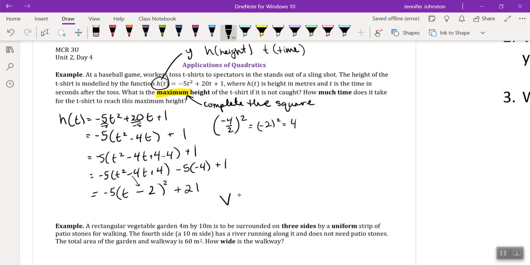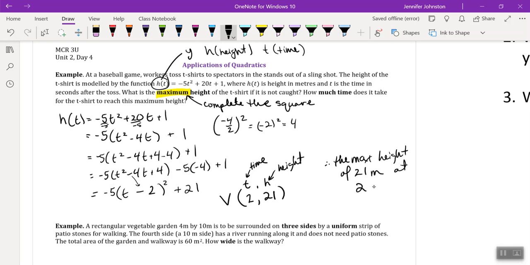Alright, so we can see that the vertex is going to be (2, 21), where x is t, for time. This is our time. And our y value is our height. So therefore the max height of 21, it's in meters, at 2 seconds.